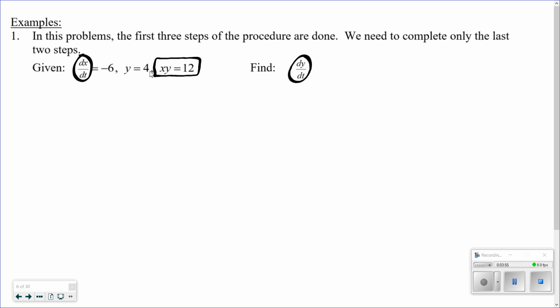Okay, so we're going to do steps 4 and 5. Step 4 is to do implicit differentiation. So here's my formula. Let's do implicit differentiation. So I take the first, which is x, times the derivative of the second.